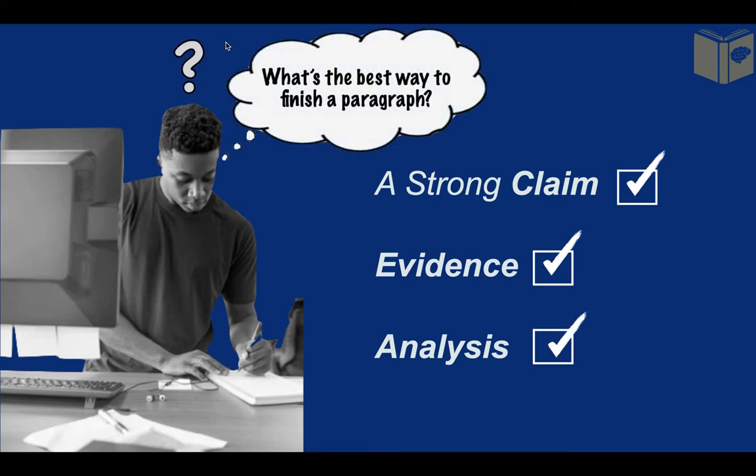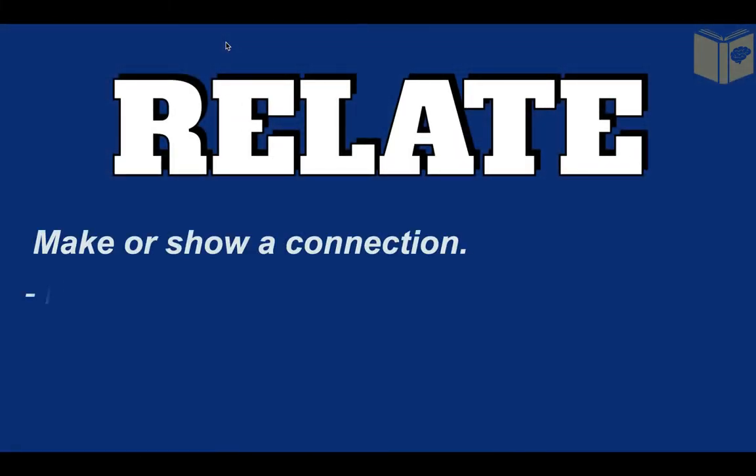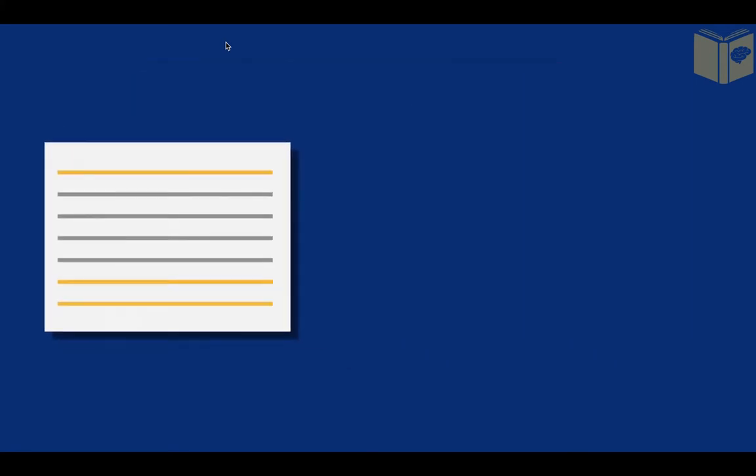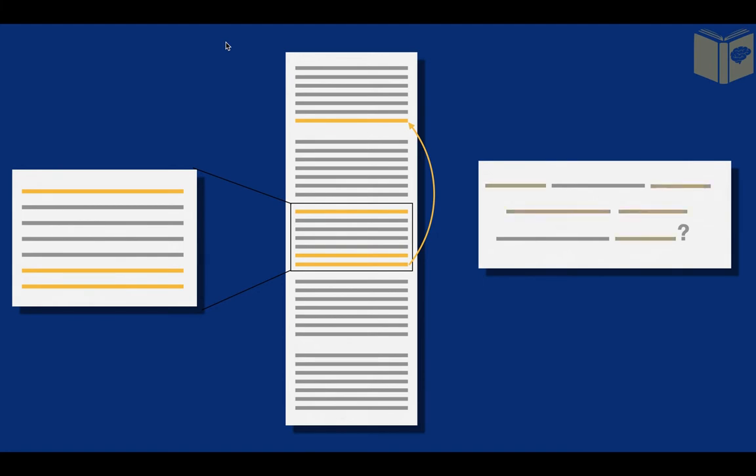So what's the best way to finish a paragraph? Relate. Make or show a connection. Find links. Bring everything back to its central idea. Now, if you're writing just one paragraph, your last sentence might want to just relate everything back to the claim, the first sentence. However, if you're writing an essay, you might wish to relate everything back to your thesis statement, your central claim. You might also want to relate to the question or the prompt.